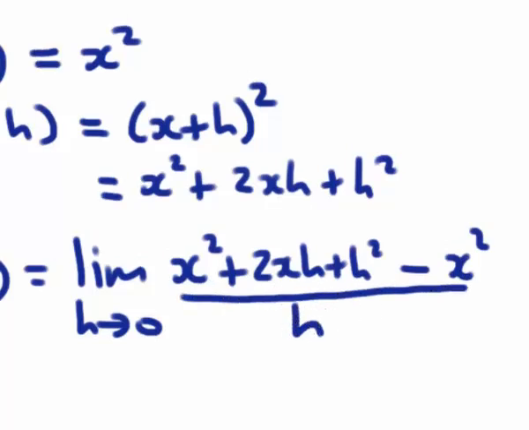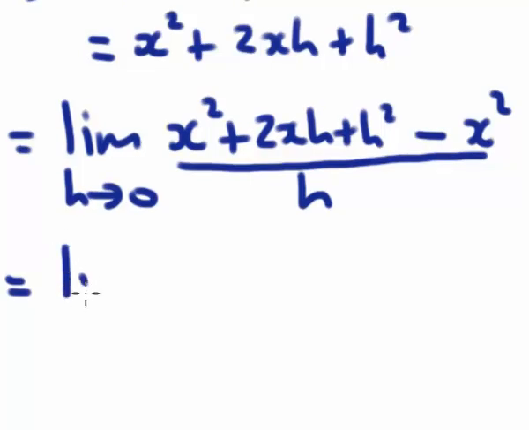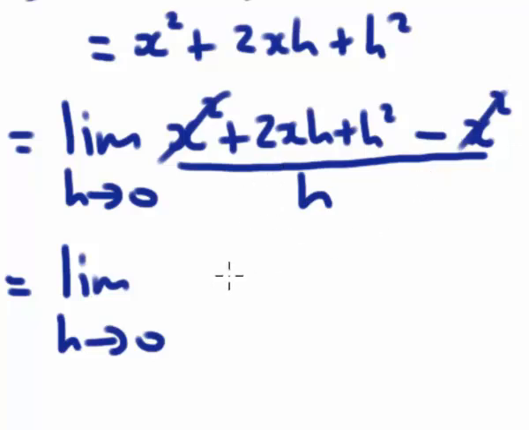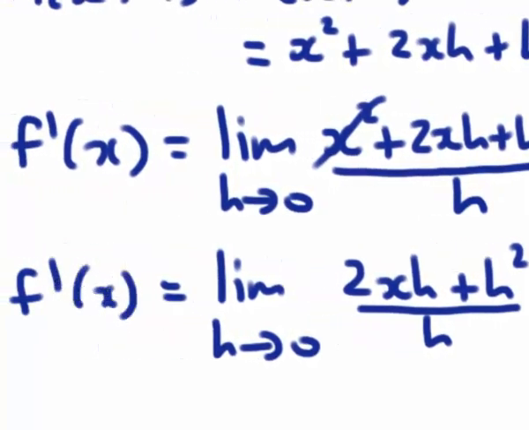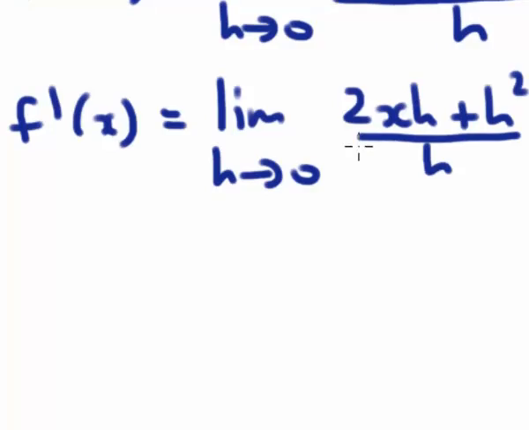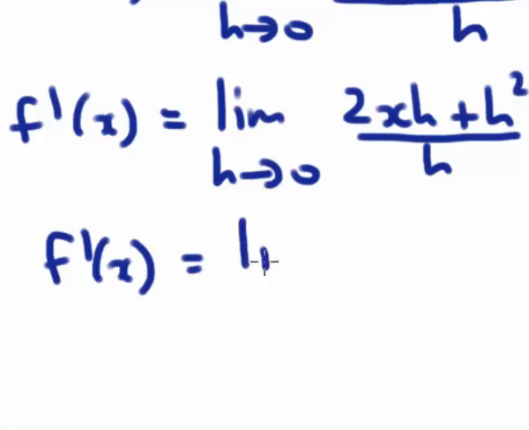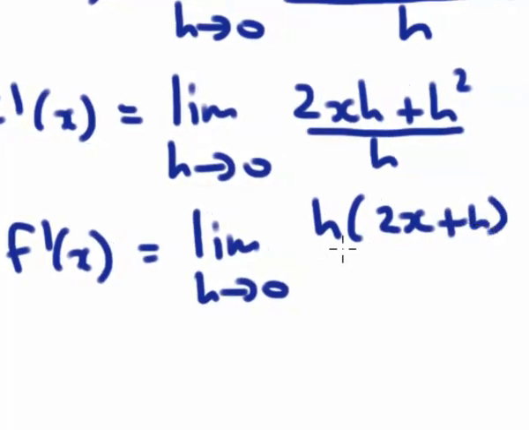Now all we've got to do is limits. Now watch this. It equals the limit as h approaches naught, the x squareds cancel, and you're left with 2xh plus h squared over h. That is f prime x, the gradient of the tangent or the gradient of the curve itself. Now as we did limits, you're going to take out that h on top there, and you've got h times (2x plus h) divided by h. That's what we normally did with limits, and we cancel those as we did before.